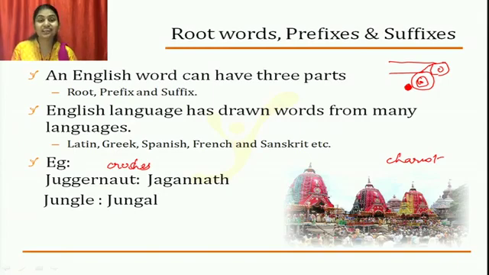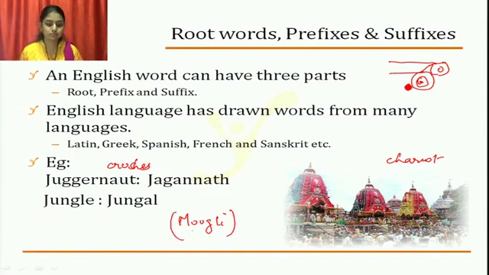Similarly, you have the word jungle, from which comes the Jungle Book by Rudyard Kipling. I hope you know the character Mowgli, the little boy who was lost in the forest and was brought up by the animals in the forest. So that's the Jungle Book. Mowgli was a character written by Rudyard Kipling. So these are some words from our own mother tongue or Sanskrit, which are adopted into English.